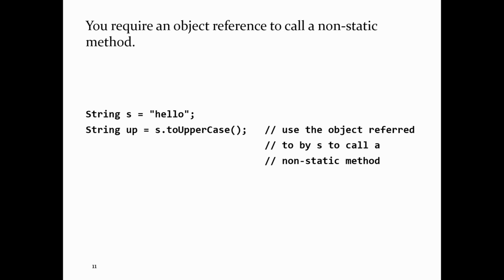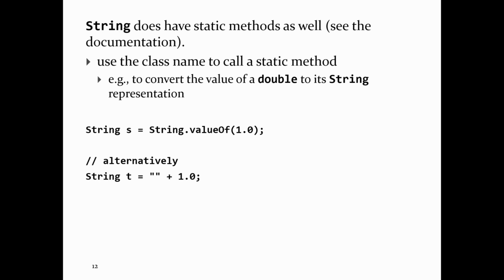The string class itself has both static and non-static methods. So toUpperCase is a non-static method. When you call a non-static method, you need a string object to call the method. There are also static methods in String, and for those you use the name of the class to call the method. There's an example of using valueOf to take a double value and get the string representation of that double value.